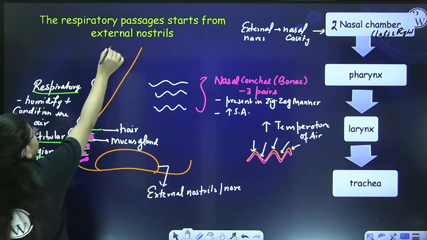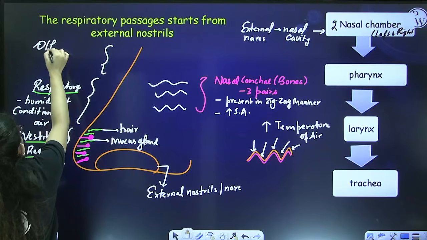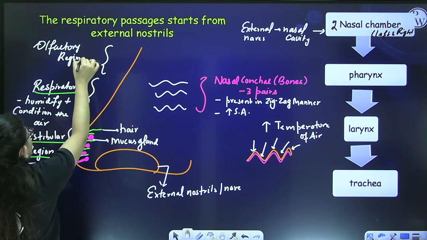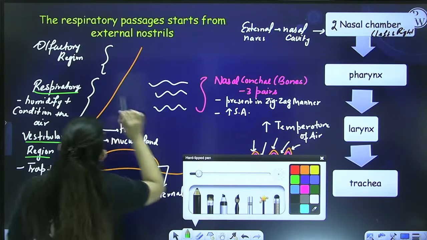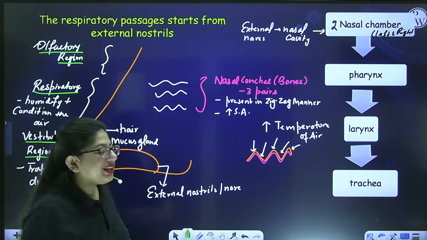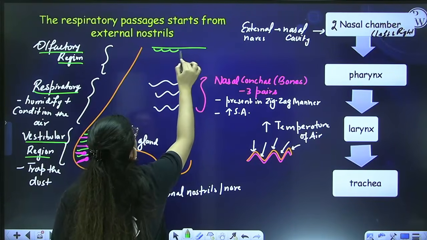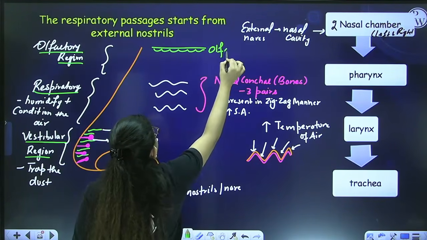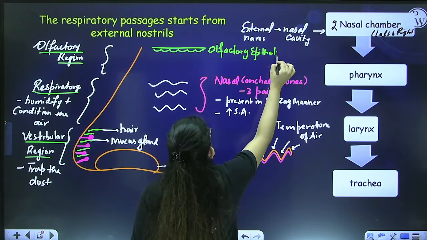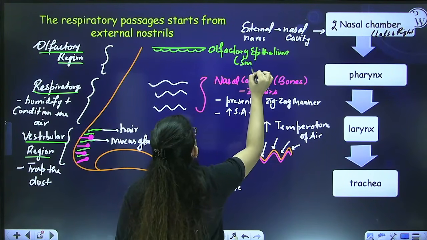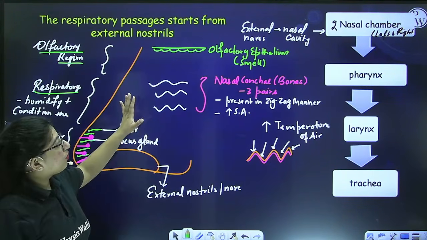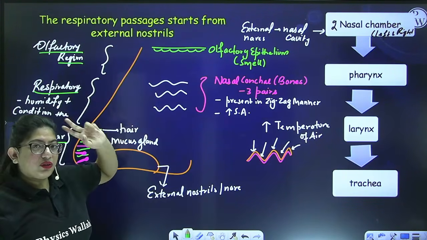Fine. And this area is the olfactory area or olfactory region. Why do we need the olfactory region? Very important, because without that your food will be tasteless and you will not be able to smell your perfumes, right? So here we have epithelium known as olfactory epithelium. The main function of this olfactory epithelium is olfaction. And what do you call olfaction? Smell.